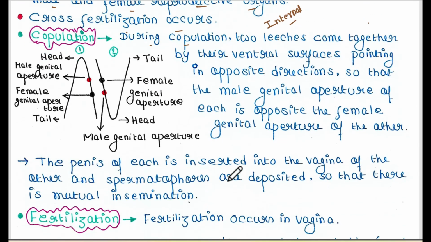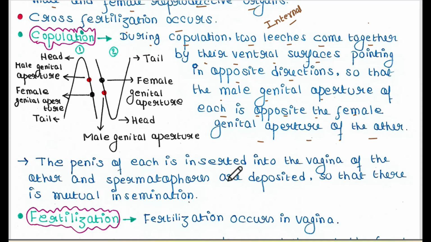So during copulation, two leeches come together by their ventral surfaces pointing in opposite directions so that the male genital aperture of each is opposite the female genital aperture of the other.